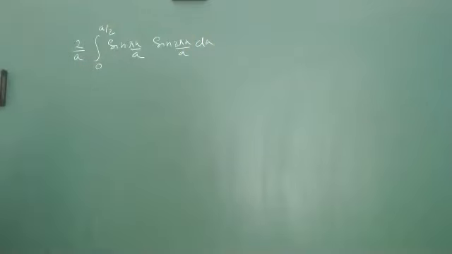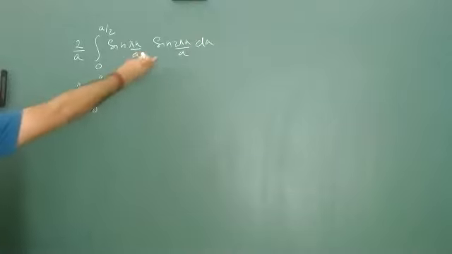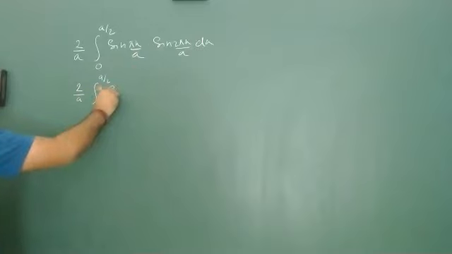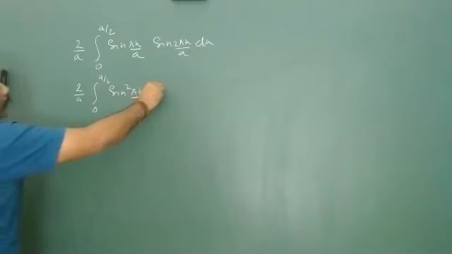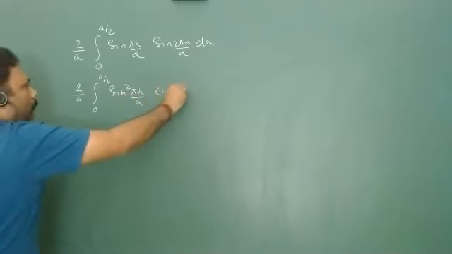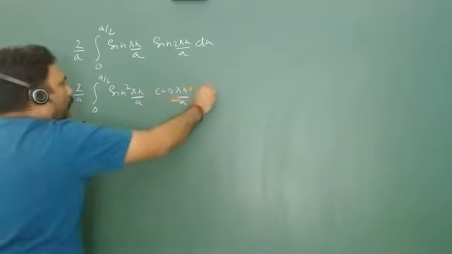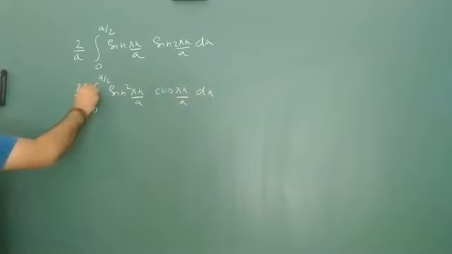So this is not 0, okay? Neither is it one, because this is 0 to a by 2. If it is 0 to a, then it is 0. There is not any problem. So how will you approach this? You will just open it, so you have sine square pi x upon a and cos pi x upon a dx. We will multiply with 2 here.